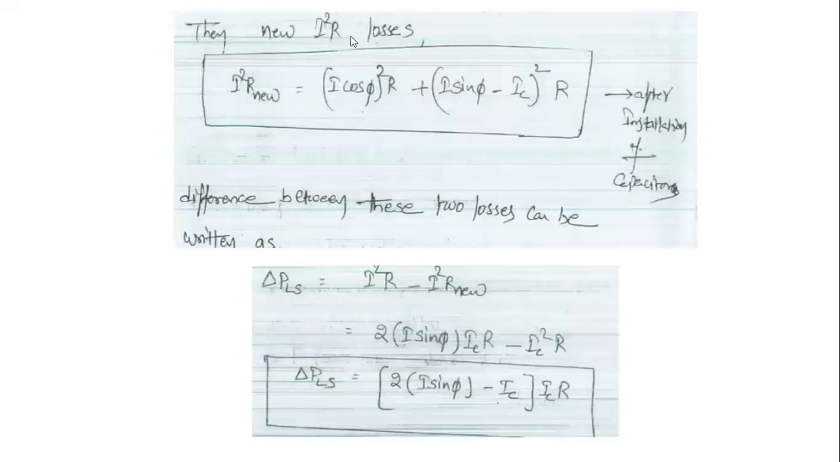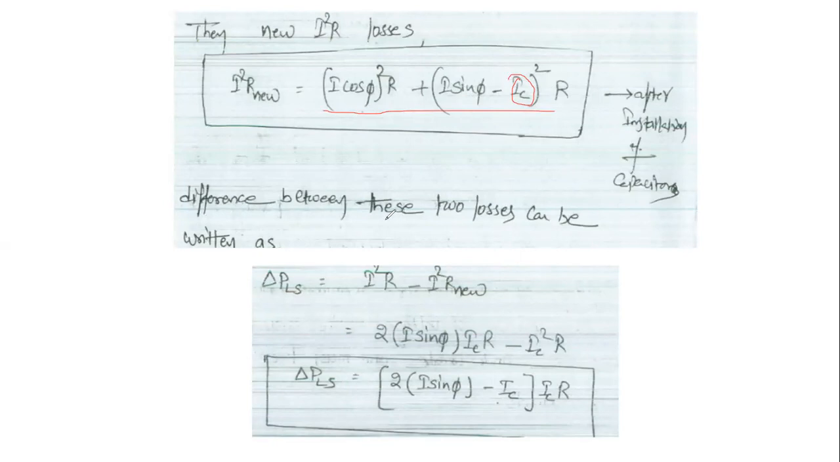Next, the new I squared R losses. What are the new losses after installing the capacitor? When we install the capacitor, how will the losses change? I squared R new is equal to (I cos phi) squared R plus (I sin phi minus IC) whole squared into R. Here IC is the charging current that is added when we connect the capacitor to the system.